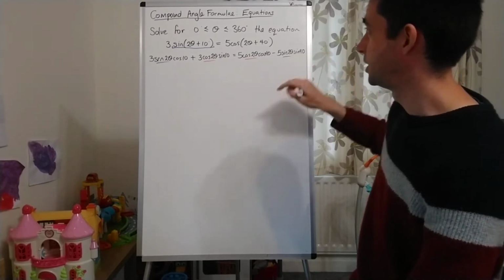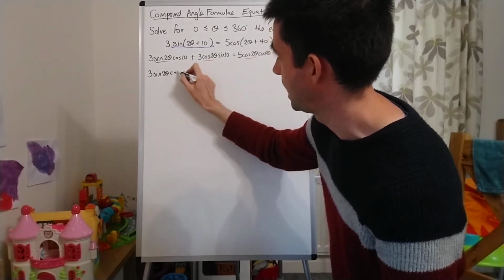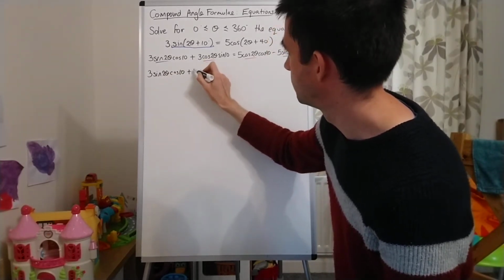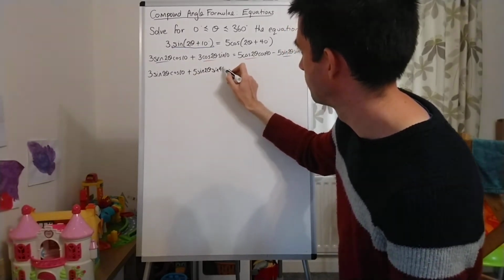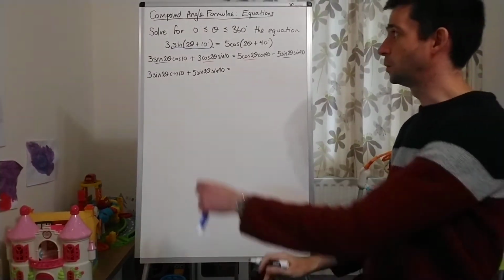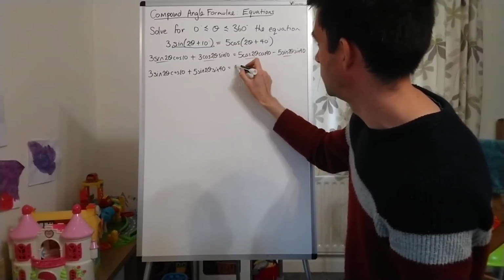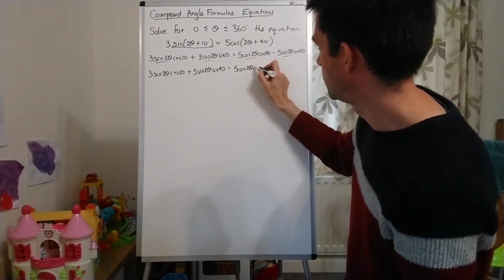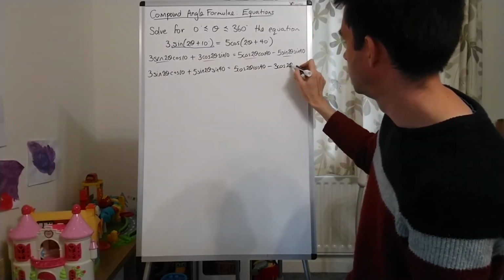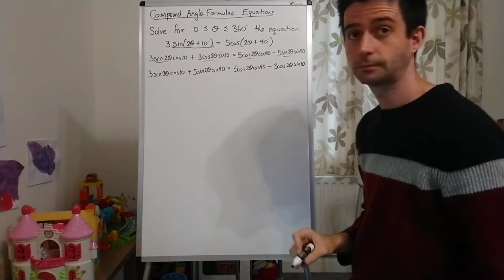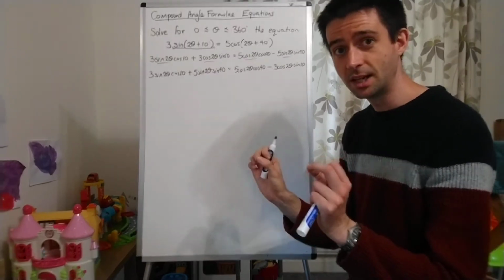So adding this term to both sides of my equation, I'm going to get 3 sine 2 theta cos 10 plus 5 sine 2 theta sine 40. And that is going to equal, if I subtract this term from both sides of my equation, 5 cos 2 theta cos 40 minus 3 cos 2 theta sine 10. Now I have sine 2 theta, I have cos 2 theta. I need to isolate those two functions.